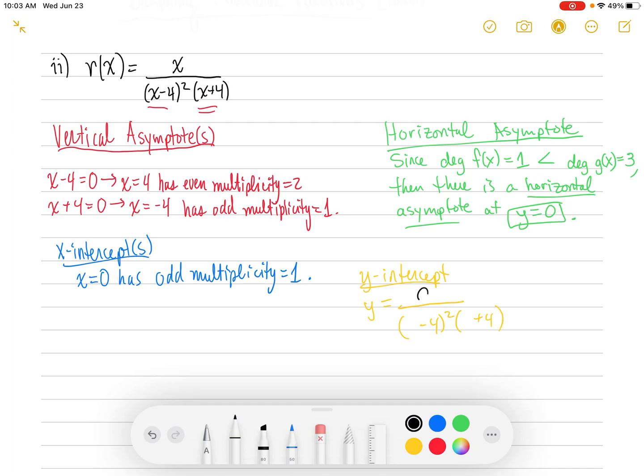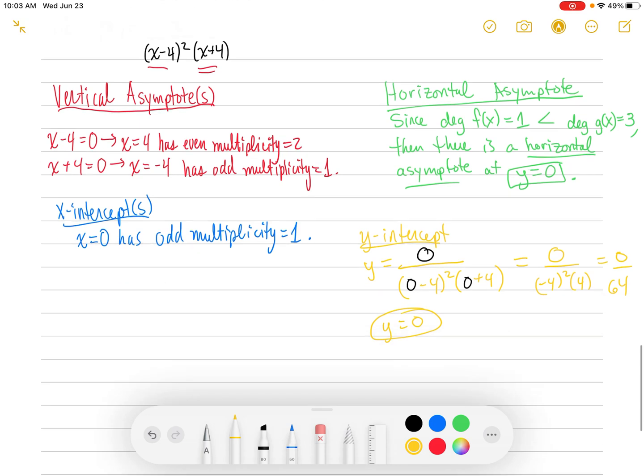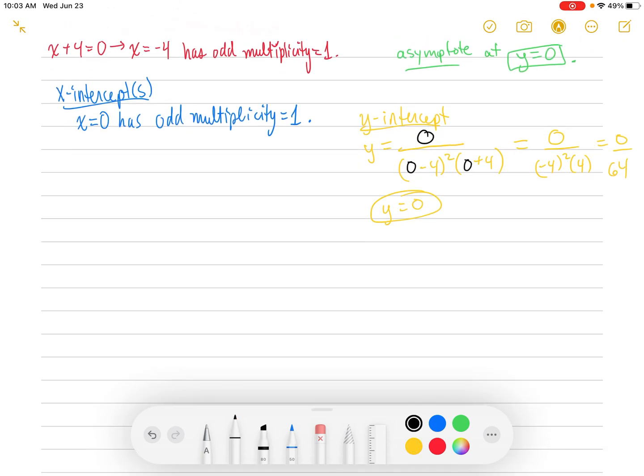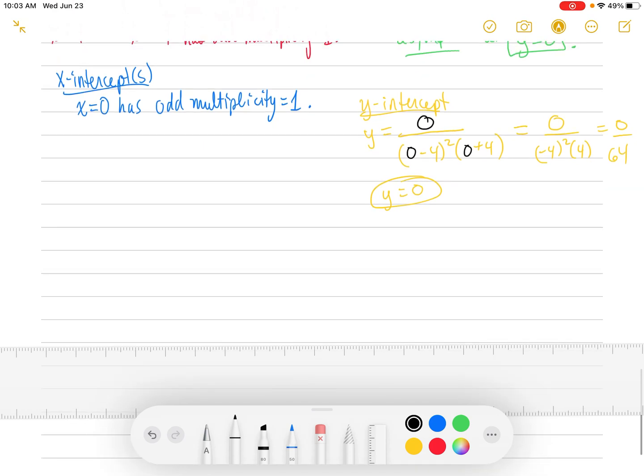So I'm going to have blank over blank minus 4 squared times blank plus 4. I'm going to plug zeros in for my x's. So I'm going to have a 0 up top. I'm going to have 0 minus 4 squared. I'm going to have 0 plus 4. And let's see, on top I have 0. On bottom I have negative 4 squared times 4. It's going to be 0 over 64. Well, 0 divided by anything else is 0. So y equals 0 is the y-intercept.